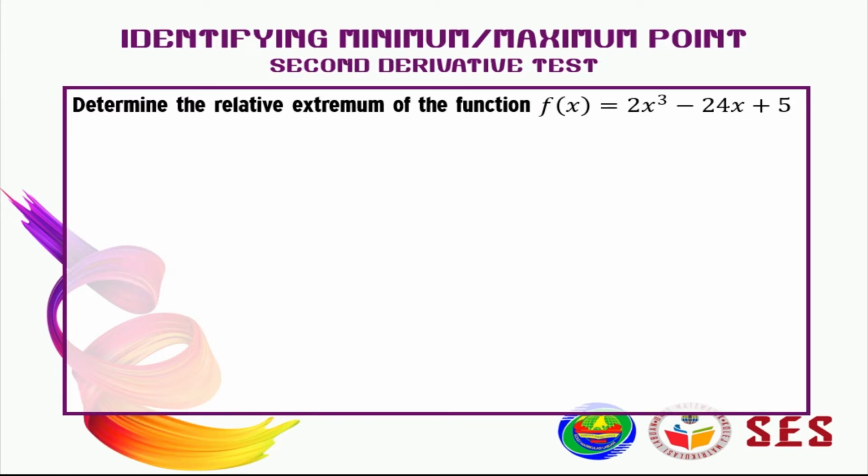Okay, now let's use the second derivative test to determine the type of stationary points for our function. Our first derivative is 6x squared minus 24, and our stationary points are (-2, 37) and (2, -27).